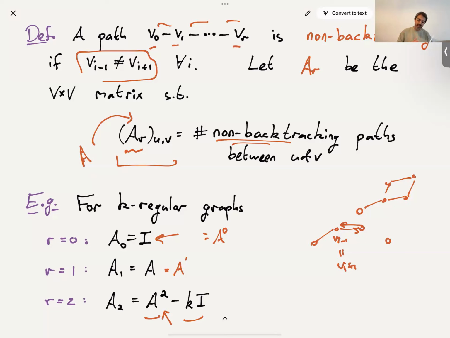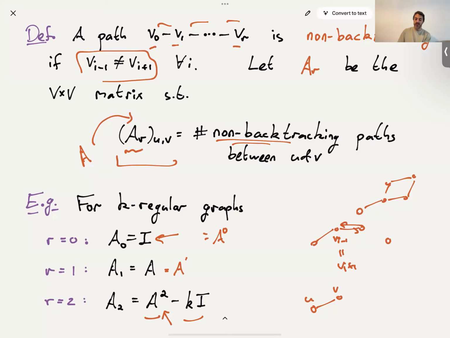Kind of, but not exactly like inclusion-exclusion. So, in length 2 walks, what can go wrong? What kind of backtracking walks do you have that you want to omit? Well, they have to come from a vertex to itself, because if you start at U and you go to V, then the only time you get the chance to backtrack is going back to U, because that's your last step.